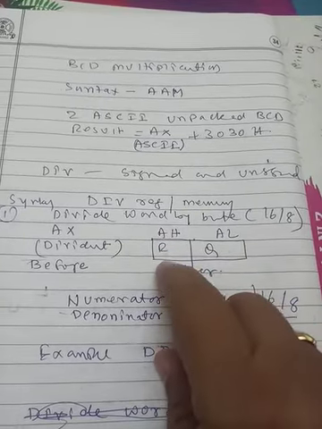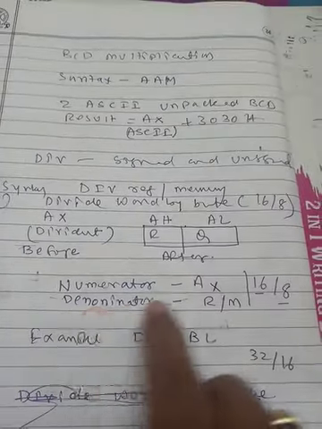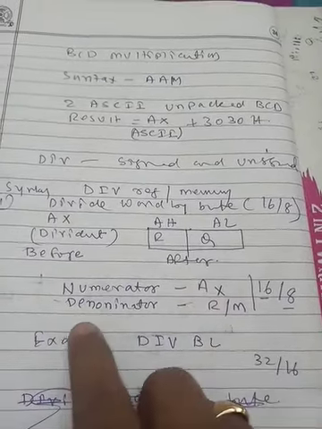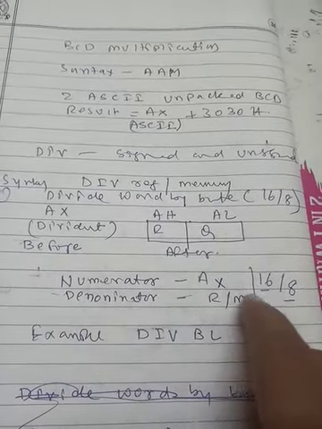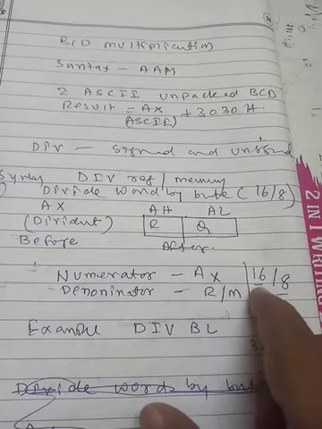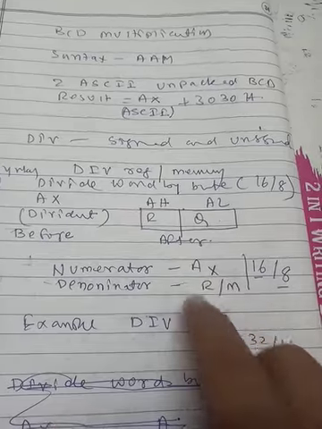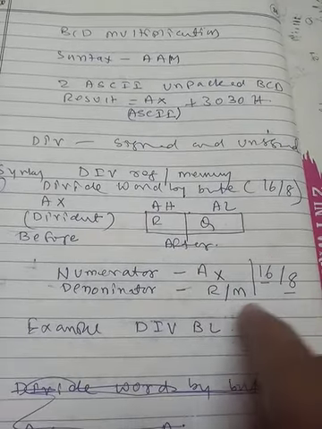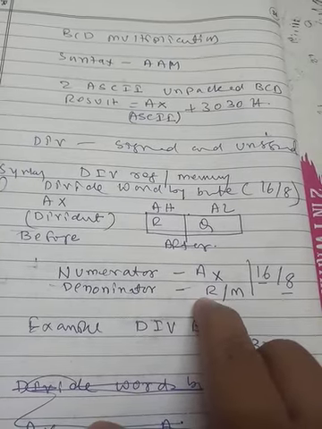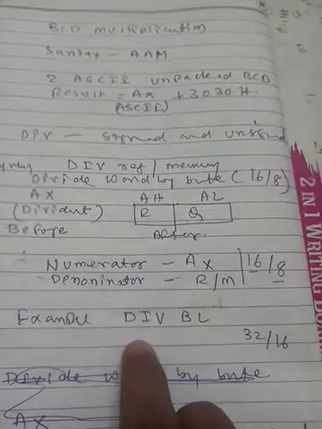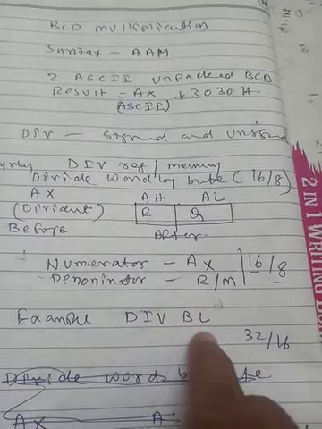AL is the quotient, AH is the remainder. So after the DIV we are getting these two. The numerator is always in AX, and the denominator is any register or memory. The example is here: 16 means it is 16-bit, so we require the 16-bit register, the numerator, this is the AX. And we are dividing by 8, which means we require any 8-bit register, that will be a register or a memory. So the example is DIV BL, AX divided by BL.